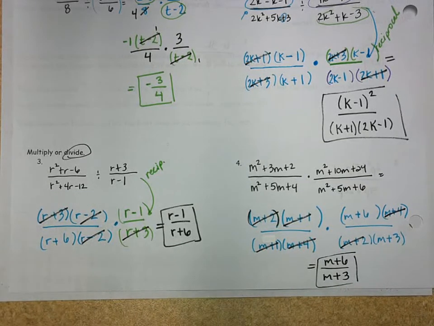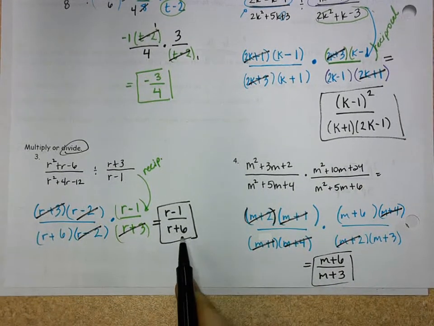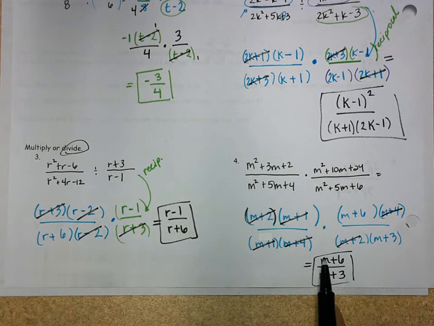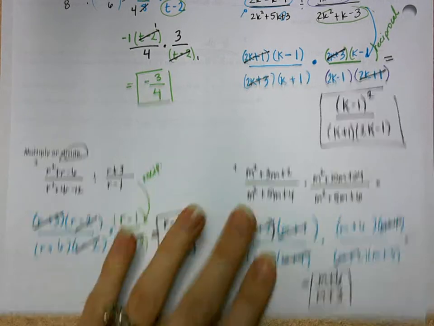Okay, go ahead and check your answers. Hopefully you got r minus 1 over r plus 6, and for number 4, m plus 6 over m plus 3. Okay, let's go ahead and flip it over.